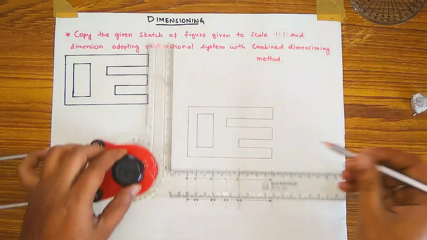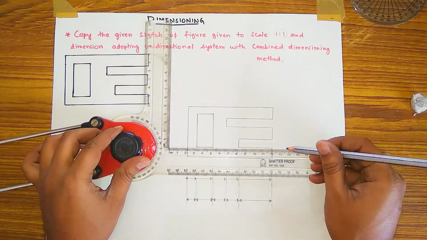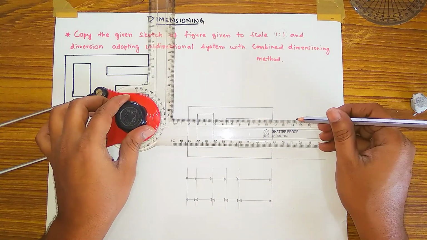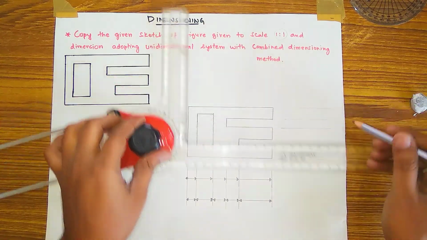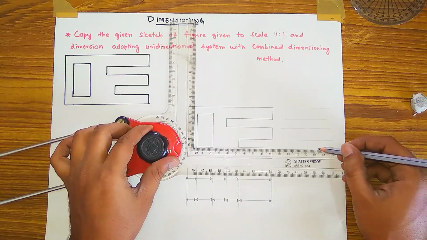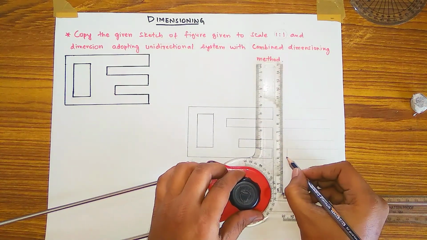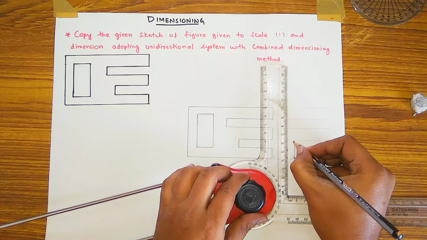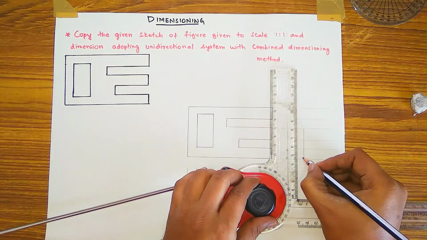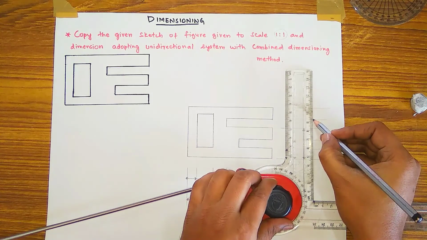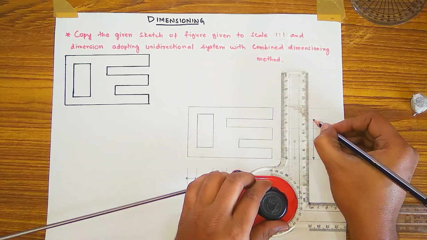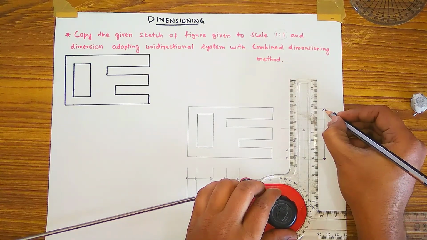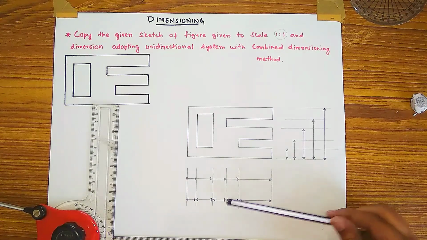Okay, and across also I am showing you how many horizontal lines are going. For the parallel dimensioning, parallel lines you have to draw like this. This is the parallel dimensioning. Okay, progressive, chain and parallel.